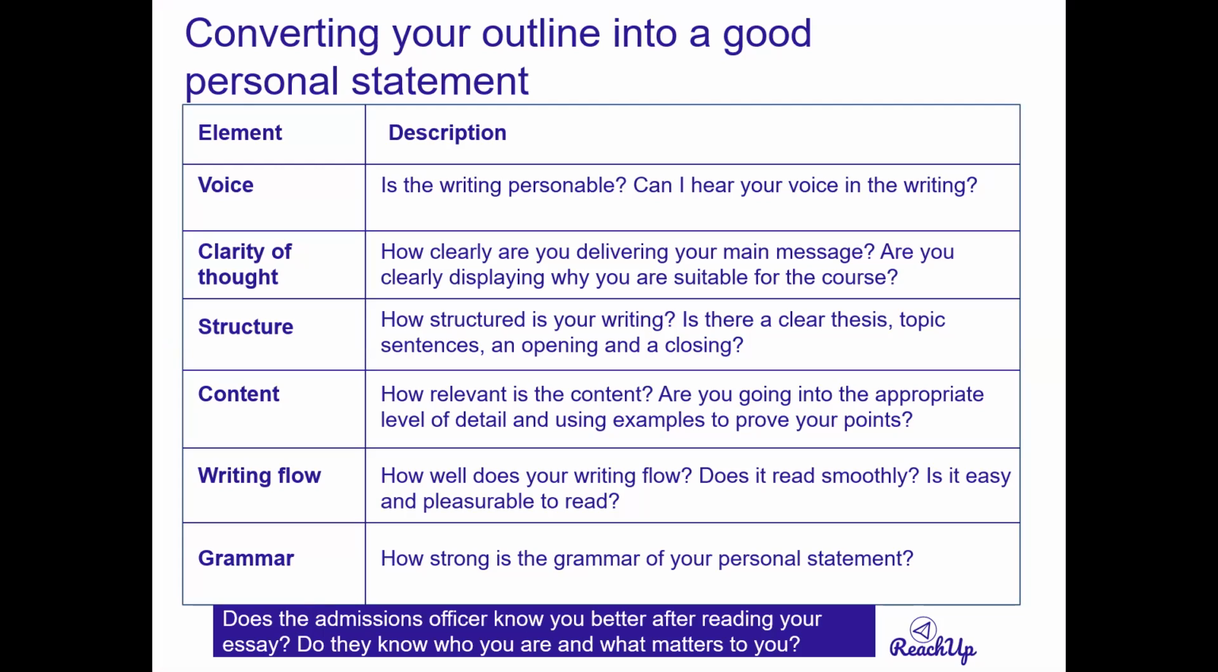When you're trying to go from the outline that you just created to a good personal statement, there are a few different elements you need to be aware of. These are elements that admissions officers are judging your writing on, and they're judging your personal statement on. The first one is voice. The admissions officers and the universities are going to have a lot of information about you through your transcripts and your standardized test scores and perhaps your CV or resume. But the personal statement is really the one opportunity where you get to have your voice heard.